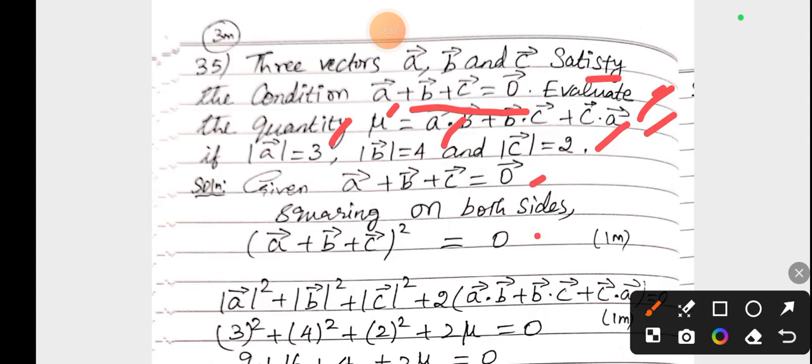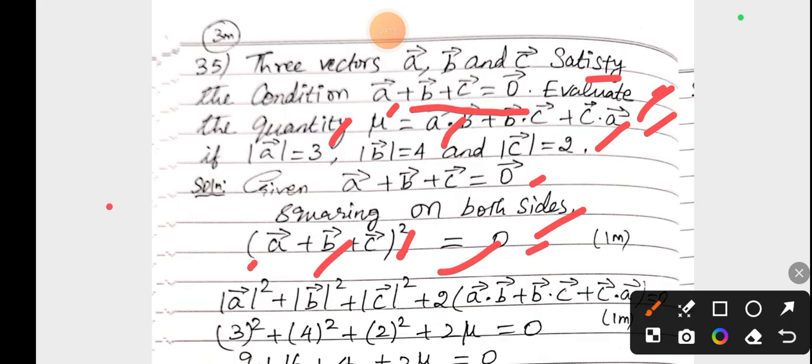So squaring on both sides. When you square the vector A plus vector B plus vector C, the whole square equals 0. Children, we know the formula for (A plus B plus C) whole square: magnitude of A vector square plus magnitude of B vector square plus magnitude of C vector square plus 2 times (A vector dot B vector plus B vector dot C vector plus C vector dot A vector).